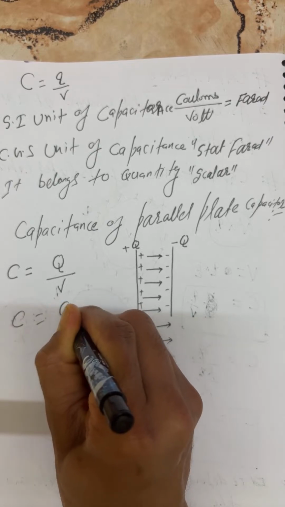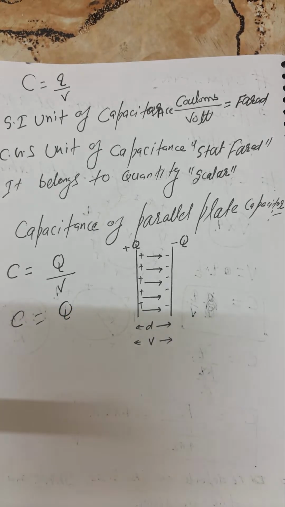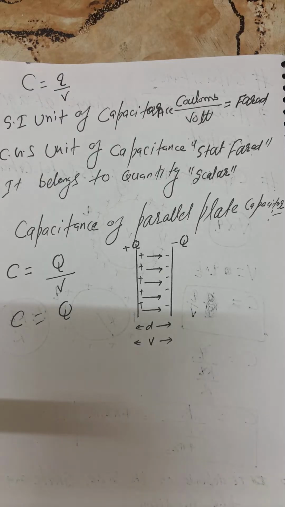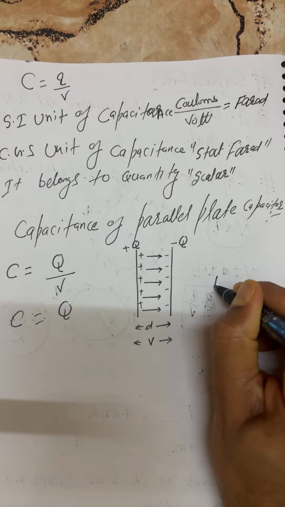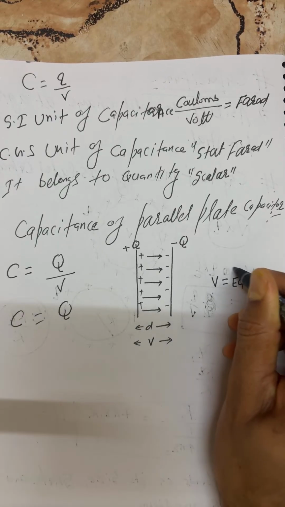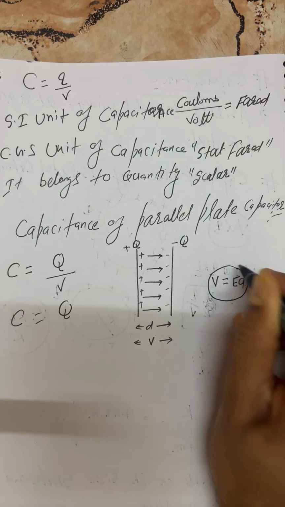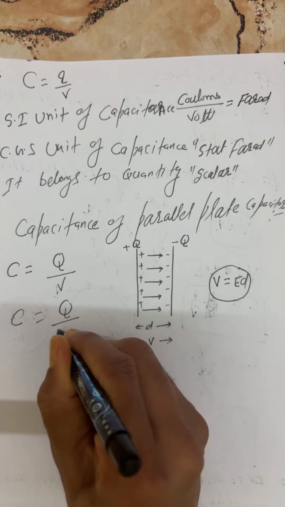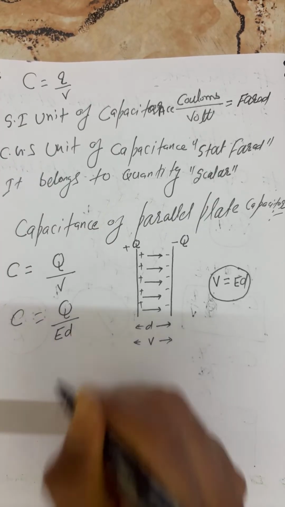Q is constant. What about V? Students, I just taught last week the relation between electric field and electric potential. So I said V is equal to ED. I taught all these things, the potential difference in a uniform electric field. Try to remember. So V is equal to ED.